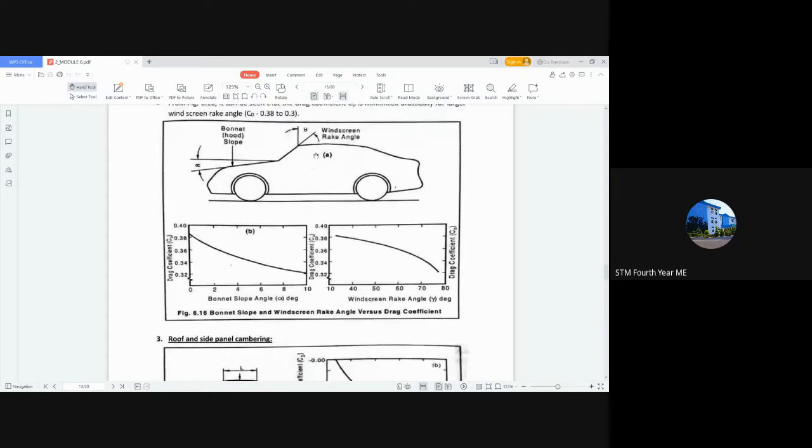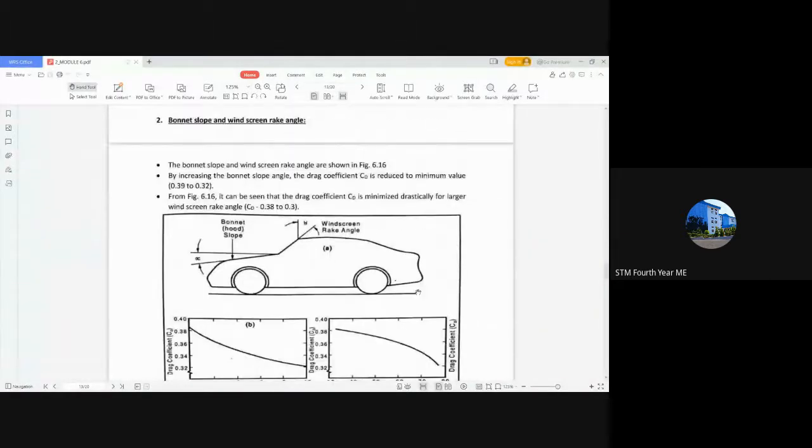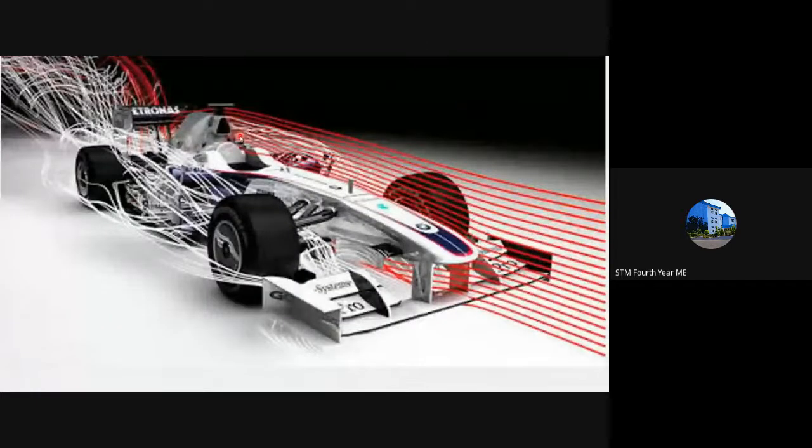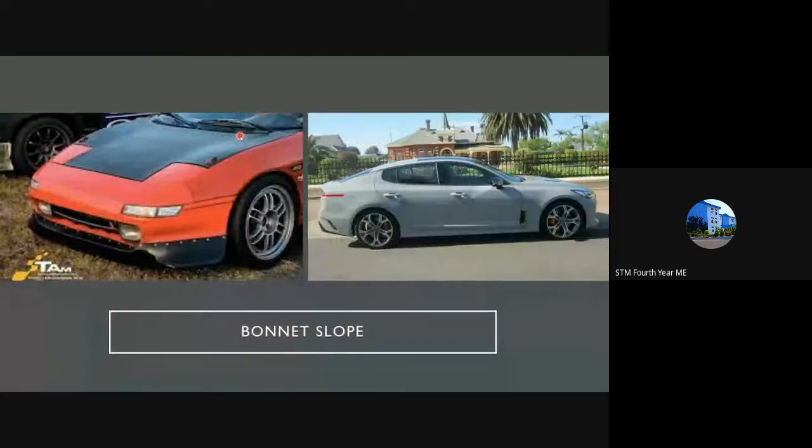So in the case of a car, we provide it from about 10 degrees to 80 degrees. That is the normal condition for coefficient of drag under bonnet slope and windscreen rake angle. You can see here the bonnet slope that is provided. In a sports car, the bonnet slope will be much greater than that of a sedan or a saloon car that is driven conventionally. You can see here the bonnet slope is much lesser when compared.